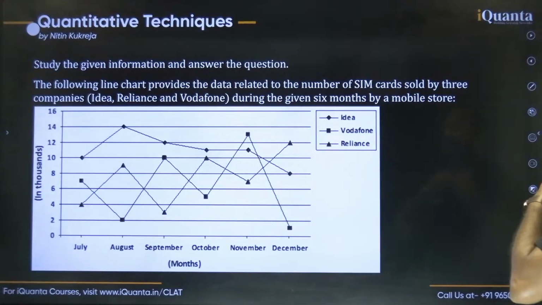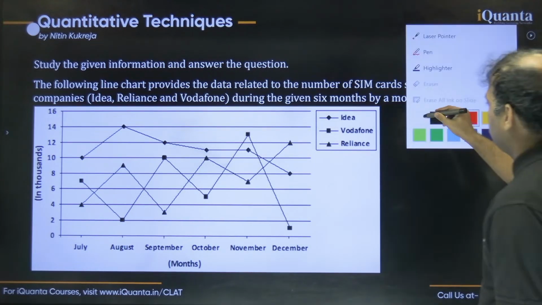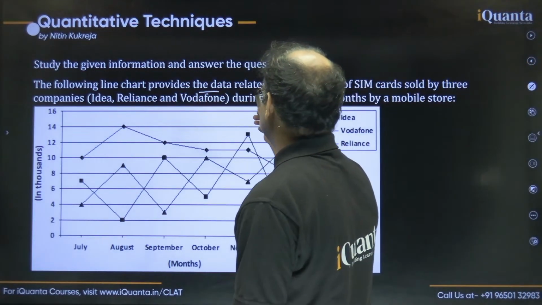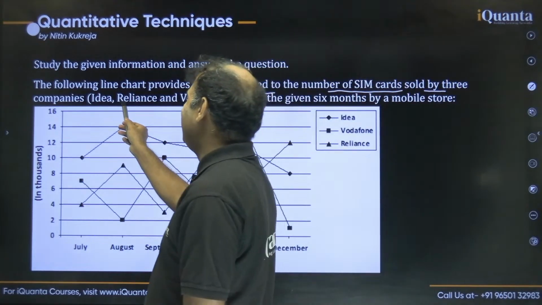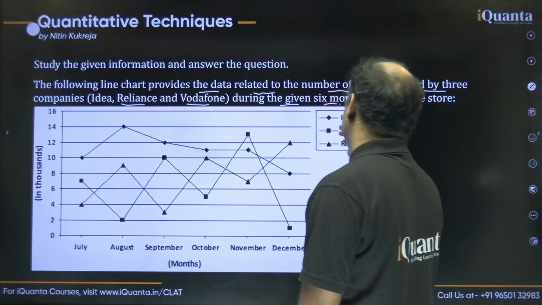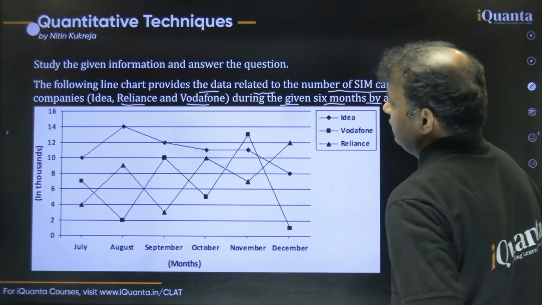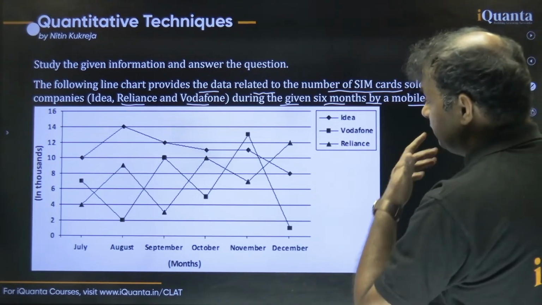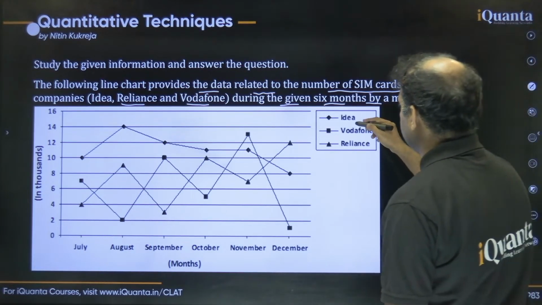The first set of the day is based on the line graph, right? I hope we all know the basics of the line graph. So here, let me show you what this line graph is saying. The following line graph provides the data related to the number of SIM cards sold by three companies, Idea, Reliance and Vodafone, during the given 6 months by a mobile store. Let's see it again. The line chart provides the data related to the number of SIM cards sold by three companies, Idea, Voda and Reliance.